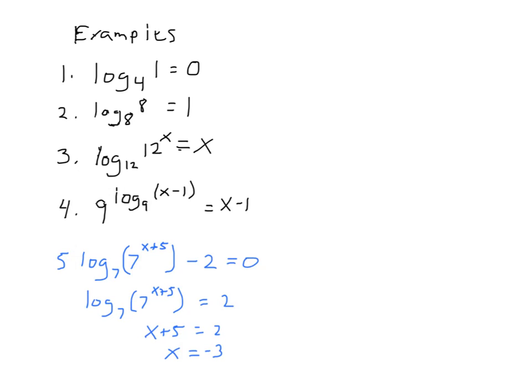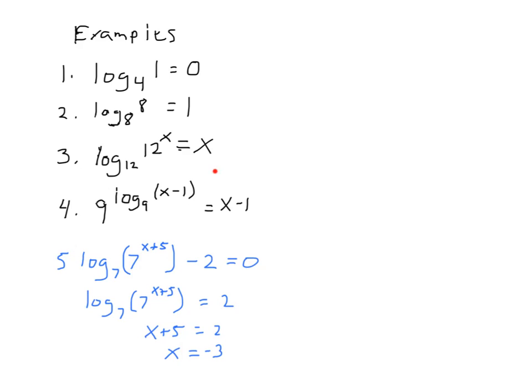Log base 7 of 7 to the x plus 5, minus 2, equals 0. In this case, we want to solve it for x. Because these two are the same, I first went through and added 2 to both sides. So I have log base 7 of 7 to the x plus 5 equals 2. But because my bases are the same, the answer is just going to be the exponent.